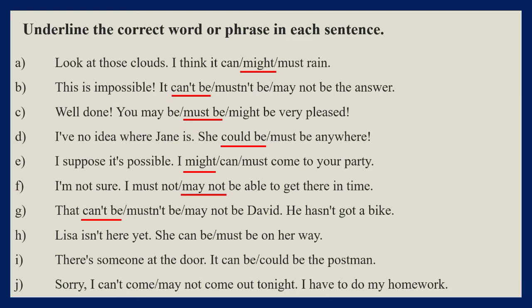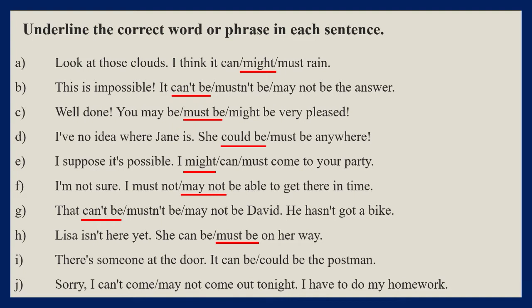G. That can't be David. He hasn't got a bike. Again, this is a negative deduction. We use can't. H. Lisa isn't here yet. She must be on her way. We are making a deduction in here based on the evidence and some facts we know. We are guessing, it's a strong guess about where Lisa could be.